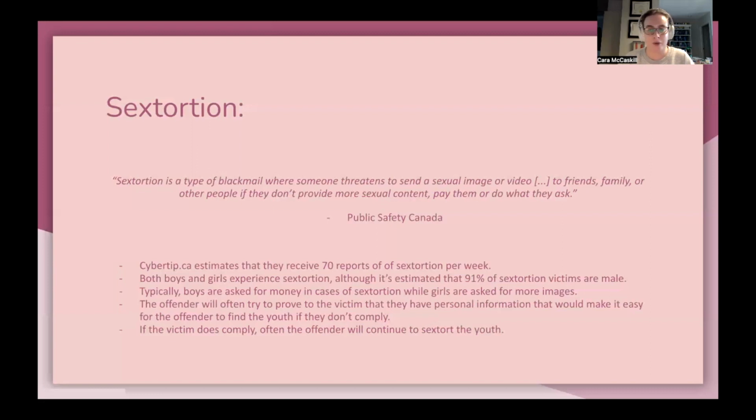So that's why it's really important that we know how sextortion works, and we are talking to children and youth about online child sexual exploitation so that they know how to recognize if this is something that's happening to them, so that they can come forward and it can be stopped.